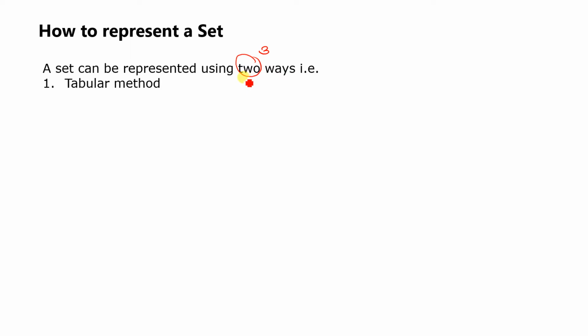Now the question arises here: how to represent a set? You know how to represent. There are three ways with the help of which you can represent. The first one is the tabular method, the second one is the set builder method, and the third one is the Venn diagram. There is a typo mistake; it will be three ways: tabular method, set builder method, and Venn diagram. So let us first come to the tabular method.